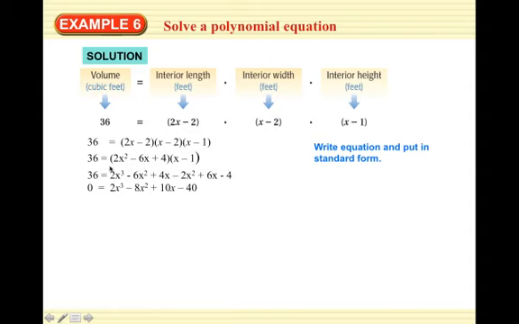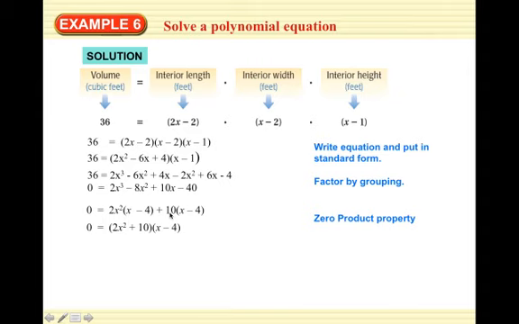We're going to combine like terms and subtract the 36 over. So 2x cubed minus 8x squared plus 10x, and negative 4 minus 36 is minus 40. We're going to factor by grouping. First, we take 2x squared out of the 2x cubed minus 8x squared, and that gives us x minus 4. Then plus 10 times x, since 10x divided by 10 is x. Then we have our minus 40, and 40 divided by 10 is 4. So now we've got a common factor of x minus 4, and we have left over 2x squared plus 10.